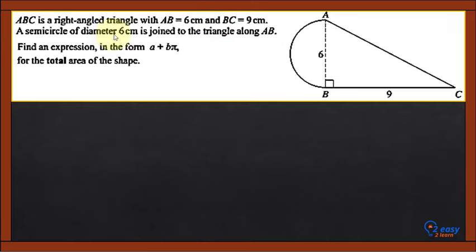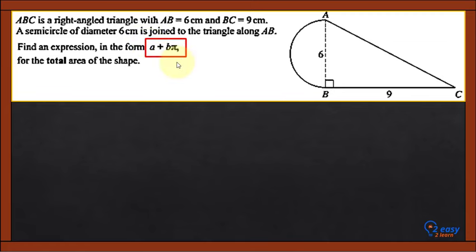A semicircle of diameter 6 centimeter is joined to the triangle along AB. Find an expression in the form of A plus B pi. Again, this is very important information. It means that we will not plug in the value of pi in this question because the answer should be in terms of pi. So we will not use the value of pi for the total area of the shape. So your answer should be in terms of pi.